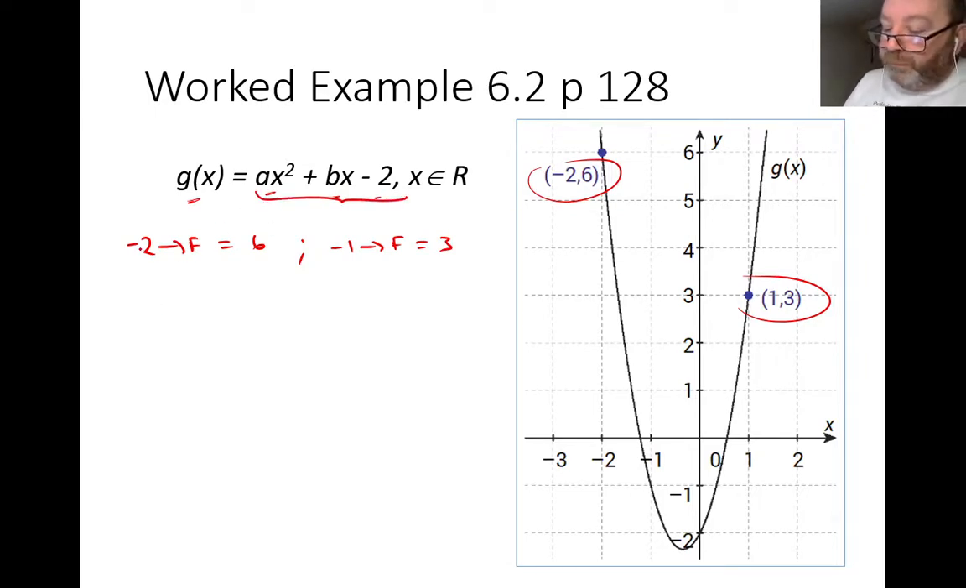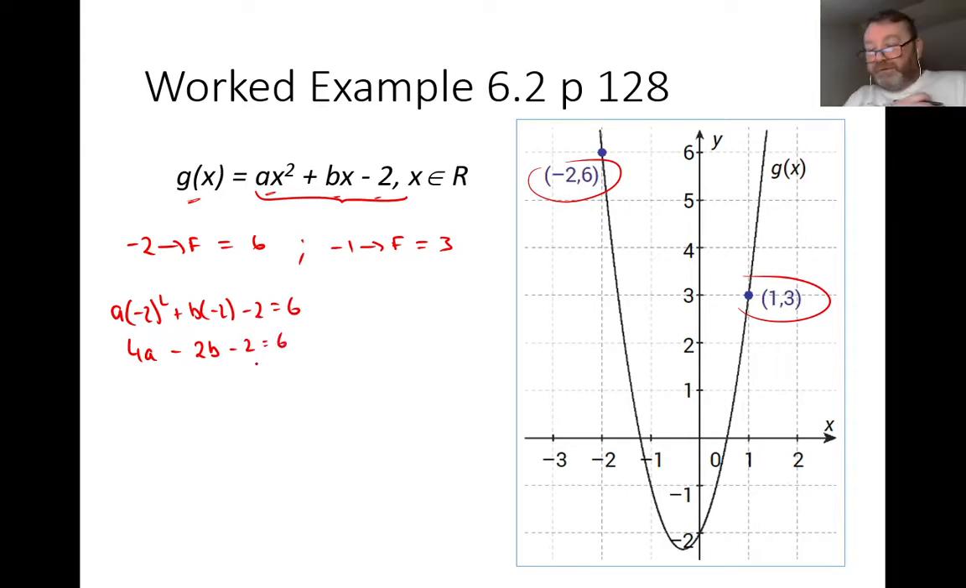So let's do that. Let's put minus 2 in for x and see what happens. We're going to get a times minus 2 squared plus b times minus 2 minus 2 is equal to 6. Okay. Minus 2 squared is 4. 4 times a is 4a. Minus 2b minus 2 is equal to 6. Now I told you before, usually when we're doing things in algebra, you keep the variables on one side and the constants on the other. So this gives me 4a minus 2b equals, let's get rid of that minus 2 by adding 2 to both sides, 8. There's equation 1.